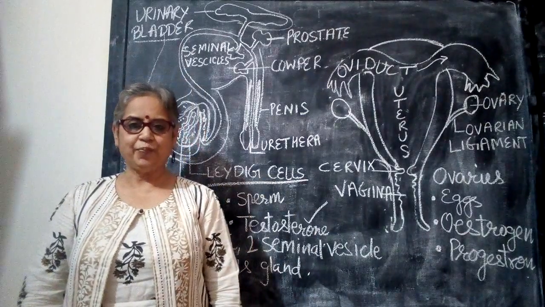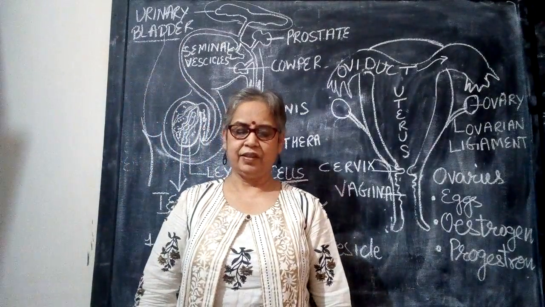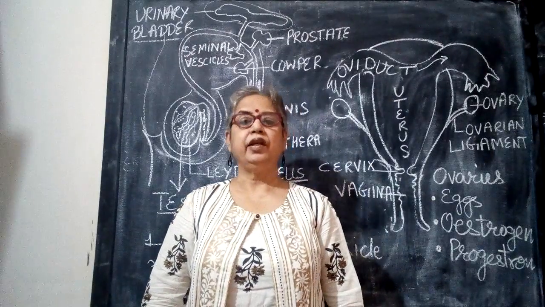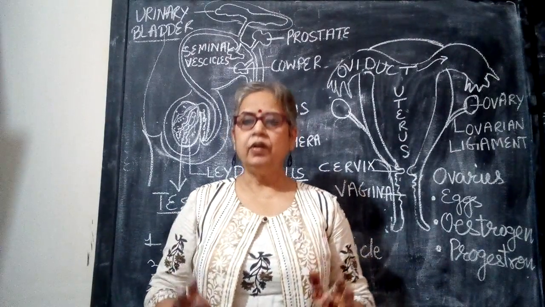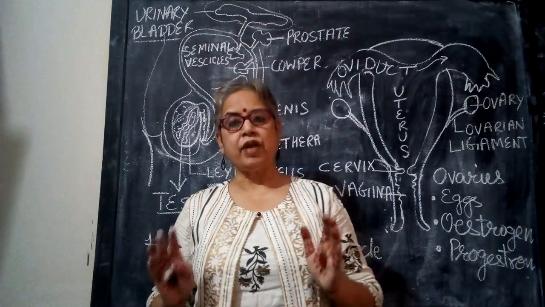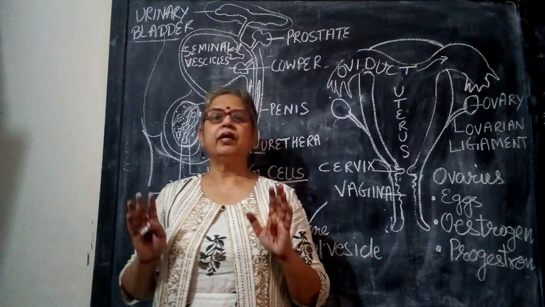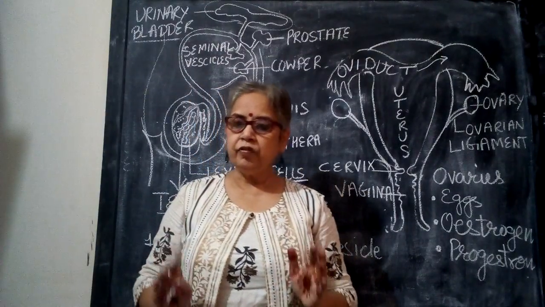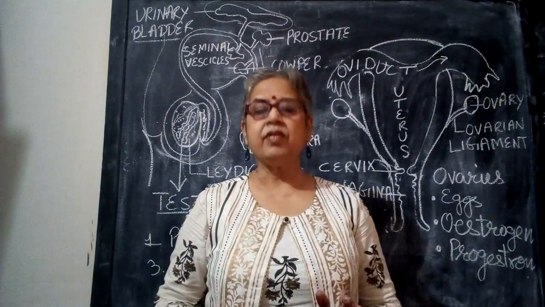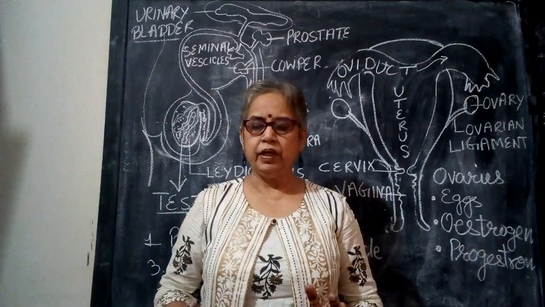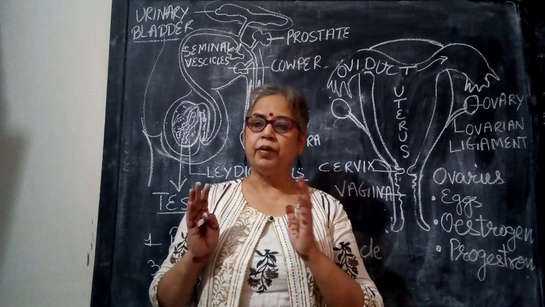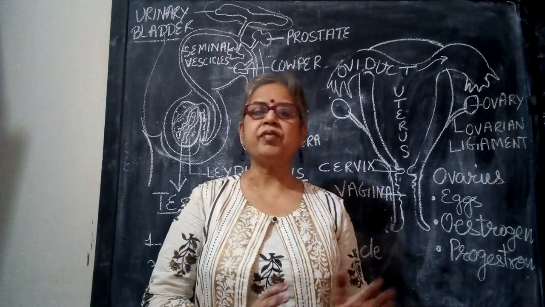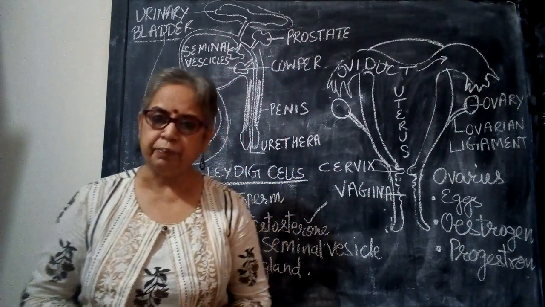Students, today's topic is sexual reproduction. So we are talking about sexual reproduction in human beings. You know that human beings show sexual dimorphism. There are two sexes, male and female. And here we are going to discuss the structural components, all the parts of the male reproductive system as well as female reproductive system in case of human beings.